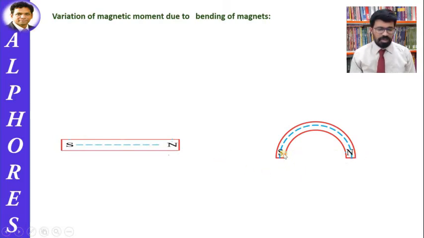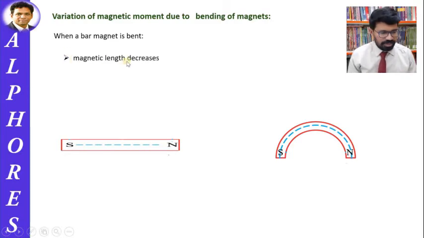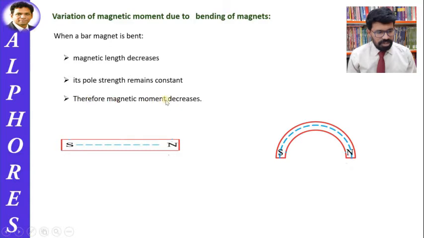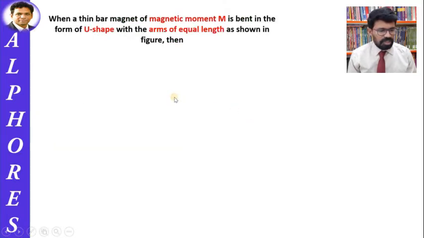Now what has happened to the separation between south pole and north pole? It is reduced. If it is reduced, what will happen to the magnetic dipole moment? It also decreases. Pole strength is constant, but magnetic length has decreased, so m into 2l will be small when compared to this case. Here the magnetic dipole moment will be more when compared to this magnet. So what are the observations that we have made here? When a bar magnet is bent, magnetic length decreases. Its pole strength remains constant. Therefore, magnetic moment decreases.